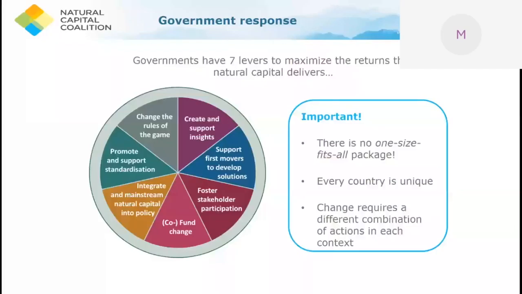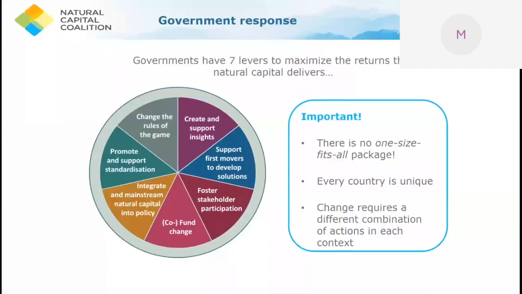I thought it was more interesting for you to go deeper into the levers, or the ways in which governments can maximize the returns from natural capital. We classify them in 7 categories. This is not one package that can always be applied in the same way, because countries are different. But we need to recognize that change requires a combination of different kinds of actions.